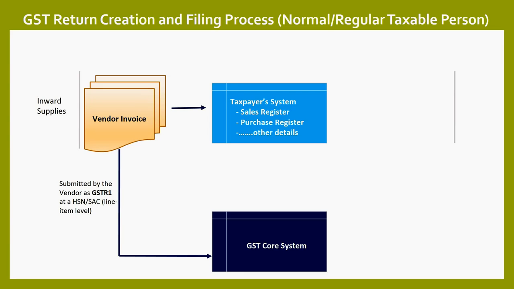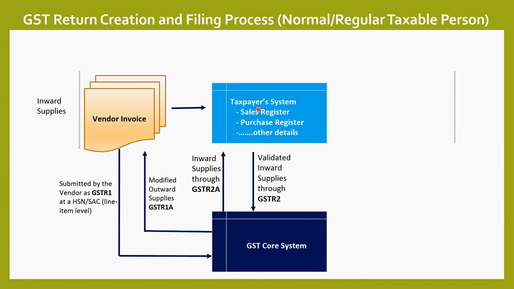So friends, this vendor invoice will be recorded in the purchase register, and based on the details that have been filed by this vendor at the GST core system, the inward supplies via GSTR2A can be matched with the purchase register details of the taxpayer. And if there are any discrepancies, that can be validated and that can be filed through a GSTR2.